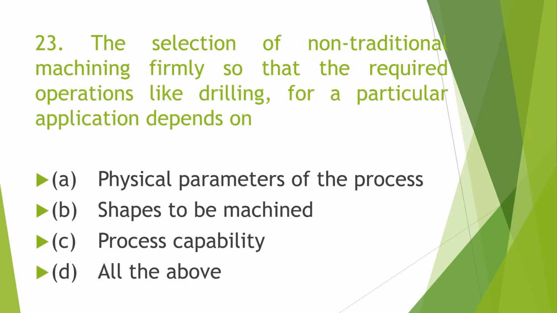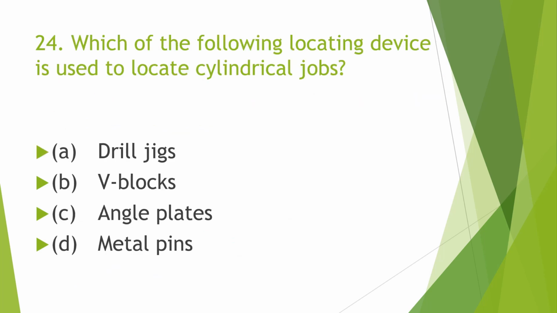The selection of a non-traditional machining process for a particular application depends on all the above. So it depends on physical parameters of the process, shapes to be machined, and process capability. Question number 24. Which of the following locating devices is used to locate cylindrical jobs? The answer will be V blocks.